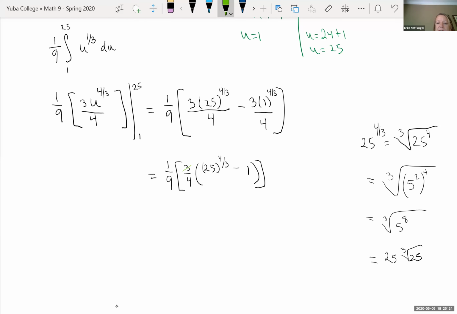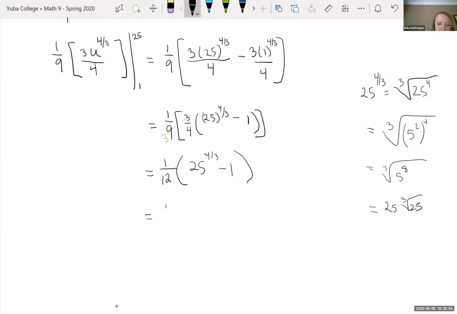We could, though, simplify. See how I pulled this 3/4 out? That 3 goes into this 9 3 times. And so we're left with, technically, 1 times 1 in the numerator, which is 1, and 3 times 4, which is 12. All times this 25 to the 4/3, minus 1. Just because I did, I'm going to rewrite it. So this is the same thing as 25 times the cubed root of 25, minus 1.